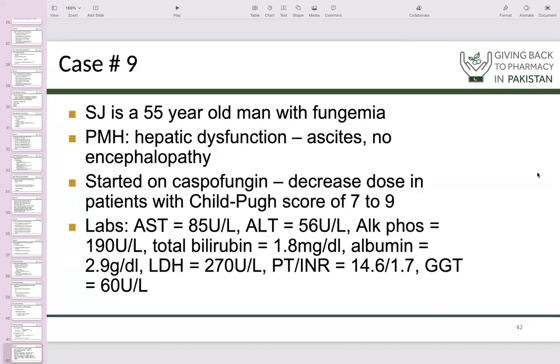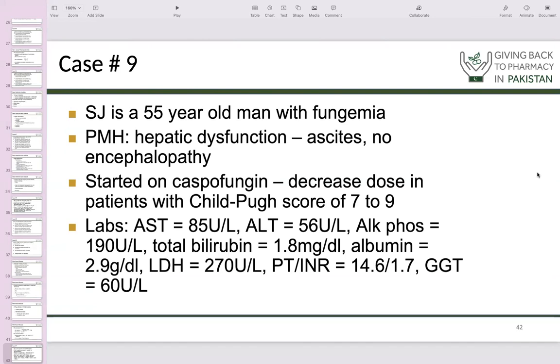Okay, so SJ is another case, for hepatic. SJ is a 55-year-old man with fungemia, past medical history of hepatic dysfunction, ascites, no encephalopathy, started on caspofungin, decreased dose in a patient with a Child-Pugh score of 7 to 9. Labs are AST 85, ALT 56, ALK phos 190, total bilirubin 1.8, albumin 2.9, LDH 270, PT 14.6 and INR 1.7, and GGT, gamma glutamyl transferase, is 60 units per liter.